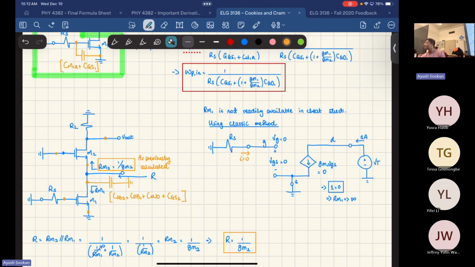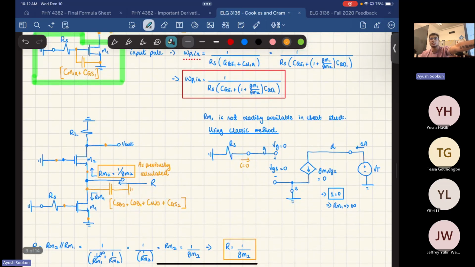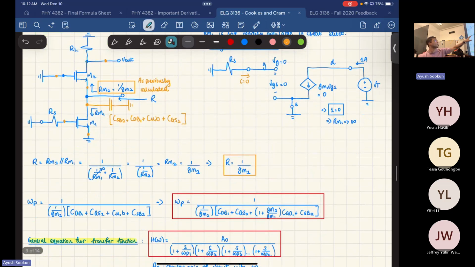Couldn't you just prove that because there's 0 current going through the gate, so then it would be short-circuited? Yep. You do that, and then that's it. And just go back to the cheat sheet. So you can say that, or you can prove it. I did it here. 1 equals to 0, that's impossible, so RM1 goes to infinity. And that just means that you have R, which is parallel to RM1 and RM2, but RM1 goes to infinity, so your R is just this.